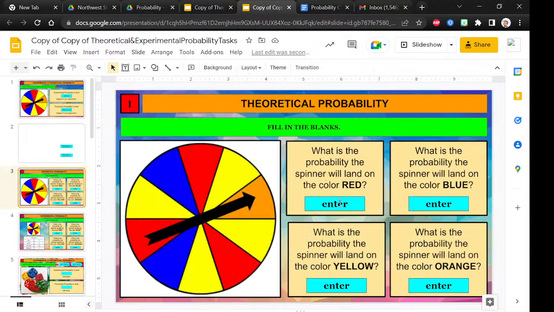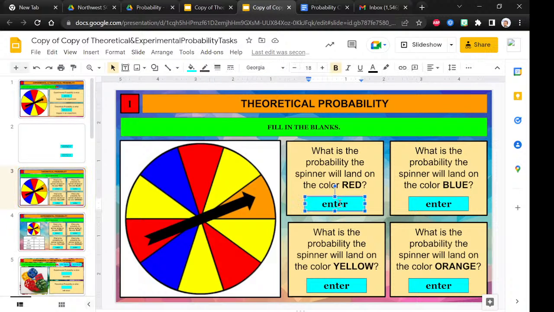So what's the probability that the spinner will land on red? Well, one thing that we have to do is count up the number of slots or wedges on the spinner. So we got 1, 2, 3, 4, 5, 6, 7, 8, 9, 10. 10 of them are red. So in each of these answers, we're going to wind up being over 10.